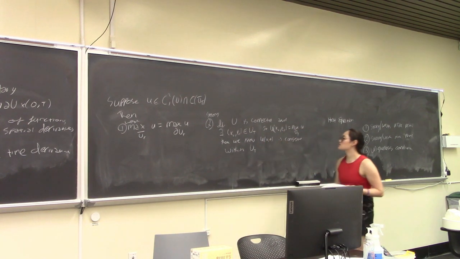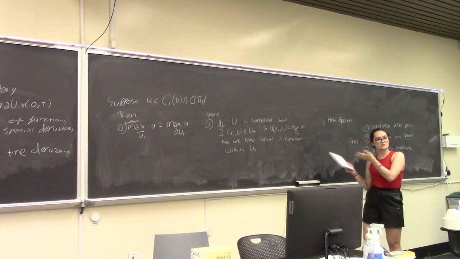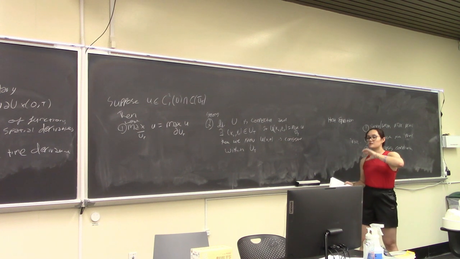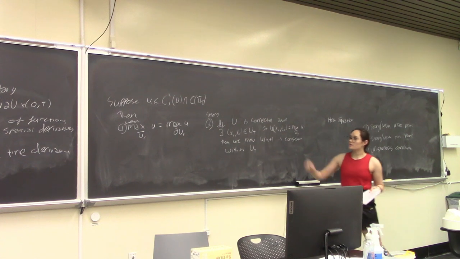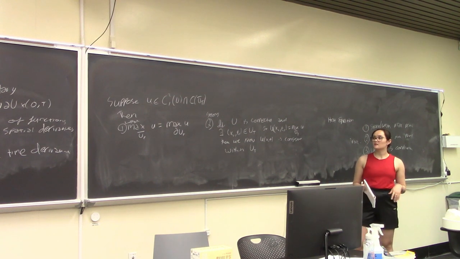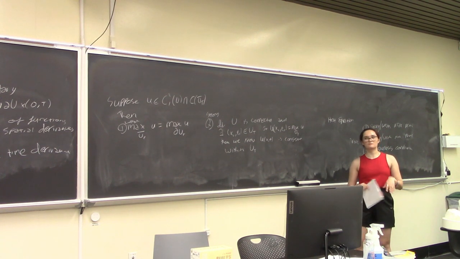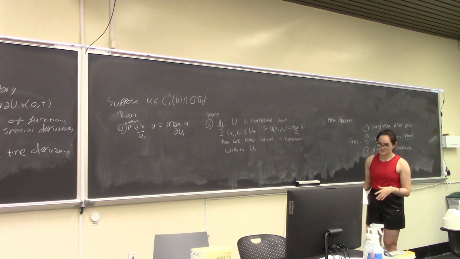So you can see that this is pretty powerful because all we need to know about this function is if it attains a maximum point inside our domain of definition, then it's going to be constant everywhere on our domain. With our weak maximum principle, we just know that if it attains a maximum on the boundary, that's where its maximum is.